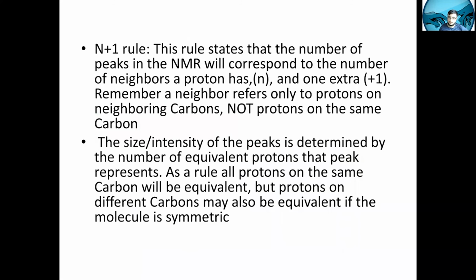All right, moving on. And that's all it is, proton NMR. There are these two things you have to keep in mind: intensity with equivalent carbons, and number of peaks, which is the N+1. Remember, neighbors, neighboring carbons, and equivalent carbons. That's really all.